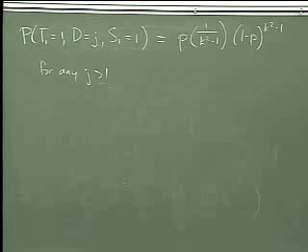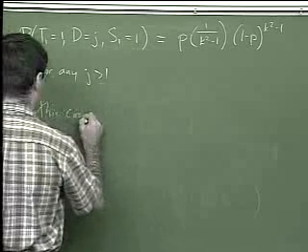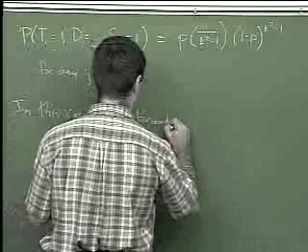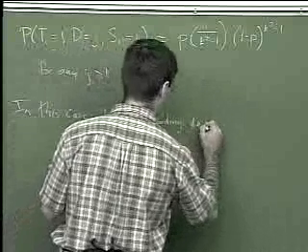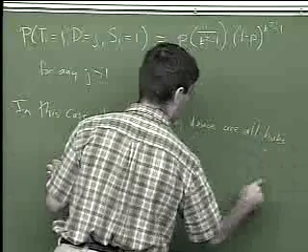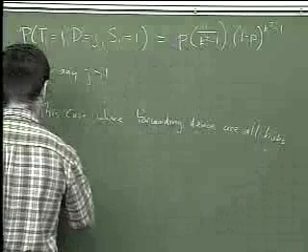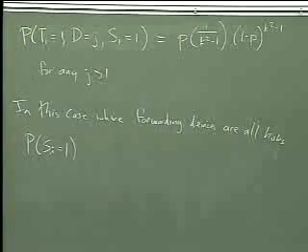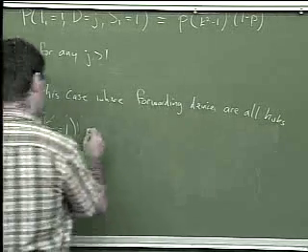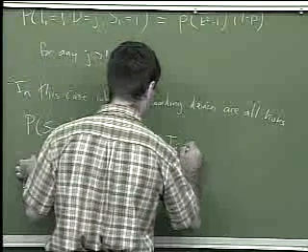Okay? So, in this case, where forwarding devices are all hubs, okay, we want to compute the probability that S1 equals 1. Okay. First thing I would claim is that this equals the probability that S1 equals 1 and T1 equals 1.